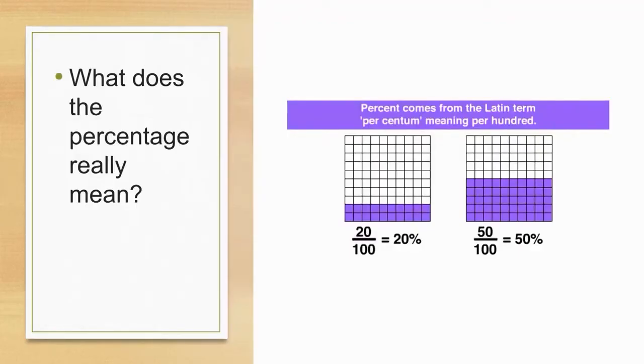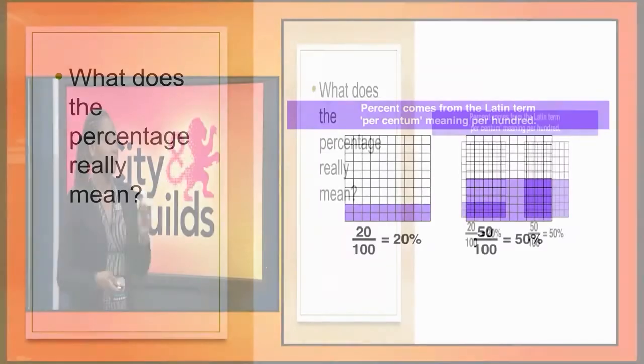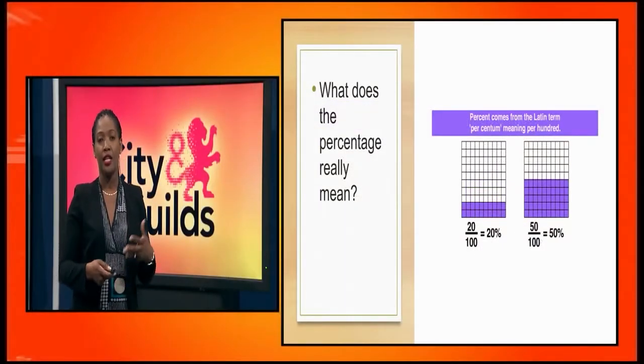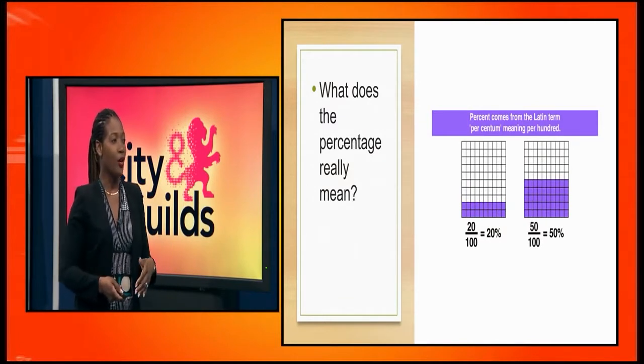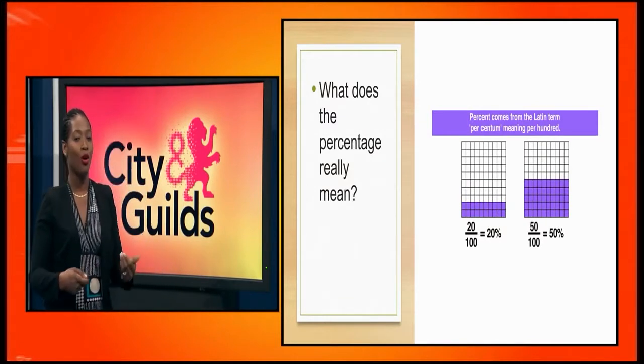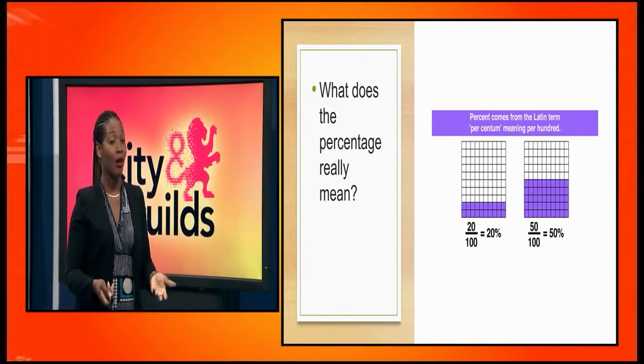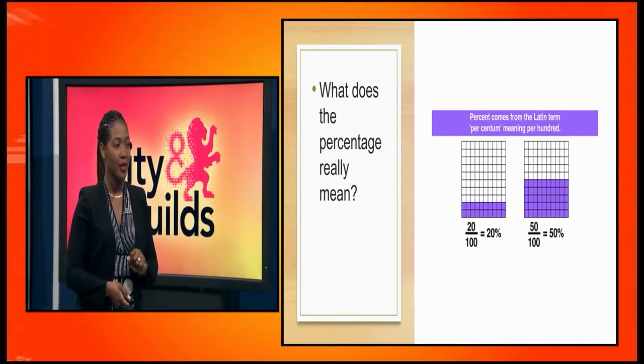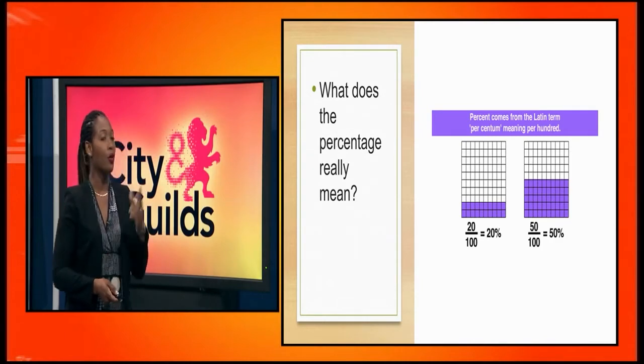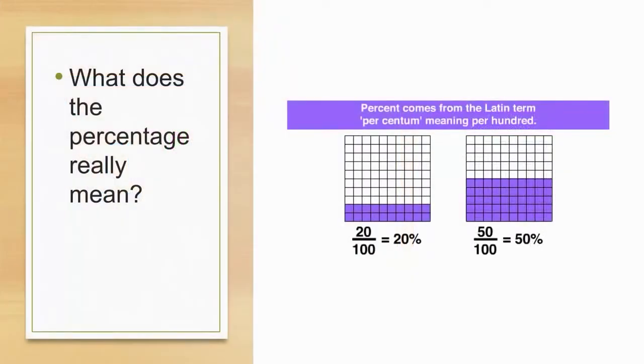Now, what does a percentage really mean? The word percent comes from the Latin term per centium, meaning per 100. So when we look at 20%, we're really looking at 20 things out of 100 things. So it's 20 hundredths. And if you're looking at 50%, it's really 50 out of 100. If we practice how to say decimals as we should, you'd realize that this makes a lot of sense. So 50 hundredths would really be 0.5, or 0.50.